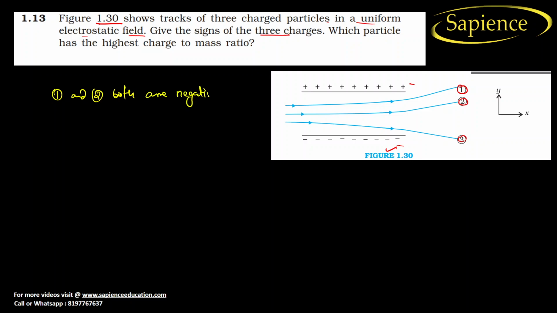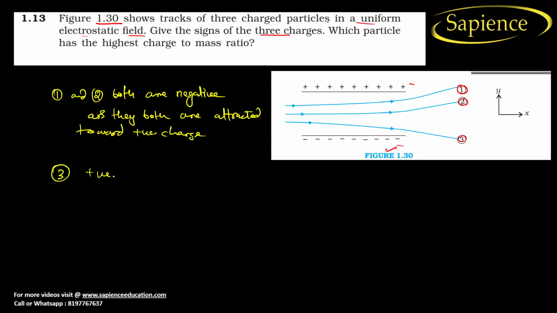So charges 1 and 2 both are negative, as they both are being attracted toward the positive charge. Now the third one is your positive charge. Why? Because it is being attracted toward the negative one.